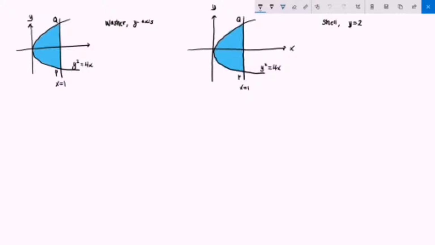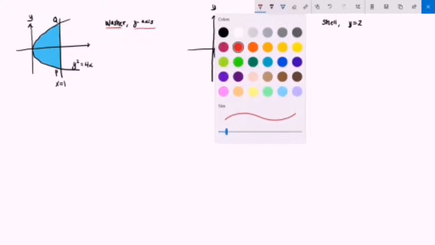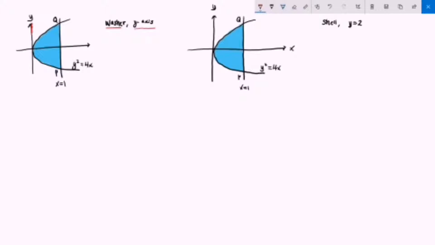Alright, so now we have question 7 to 13. We want to find the volume using, firstly, the washer method when the shaded region is revolved about the y-axis. So let's see the axis of rotation first. So this is the y-axis. So we want to rotate this blue region about this y-axis.